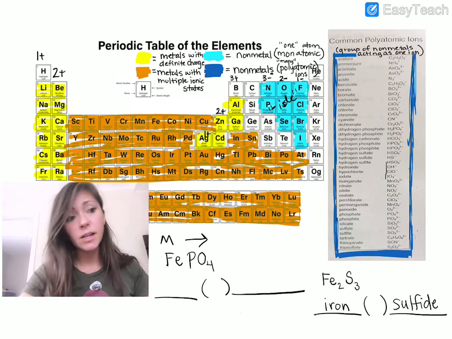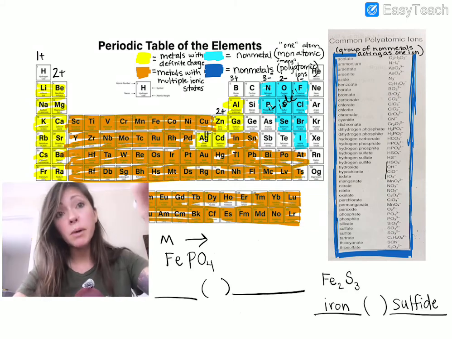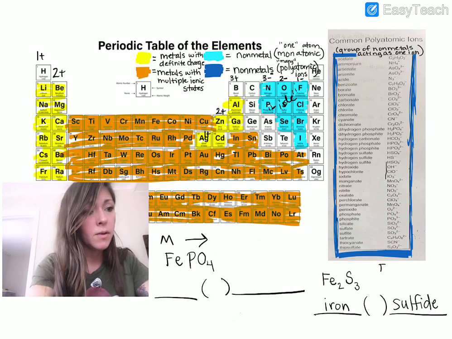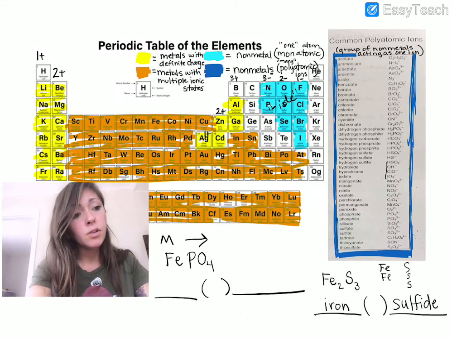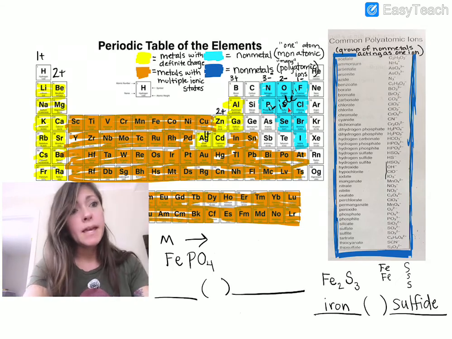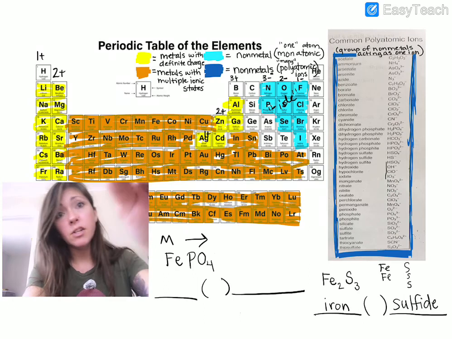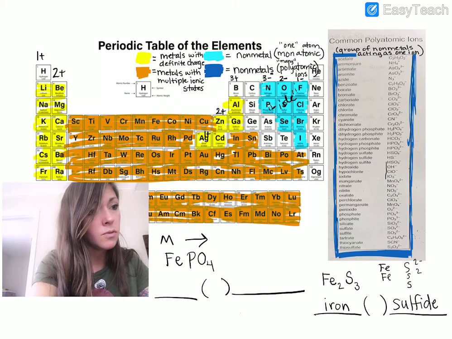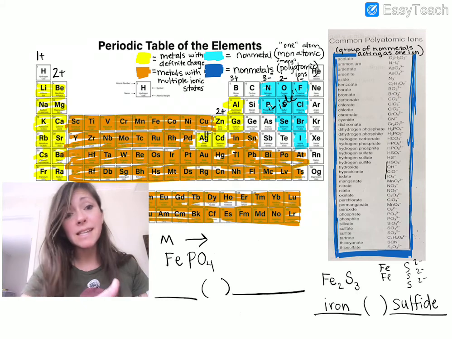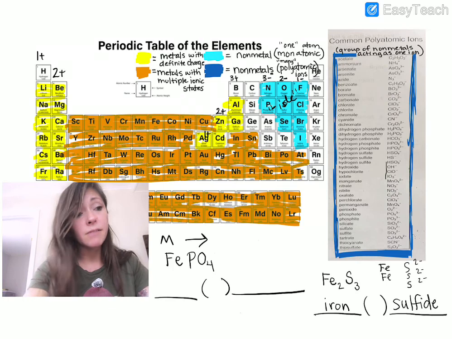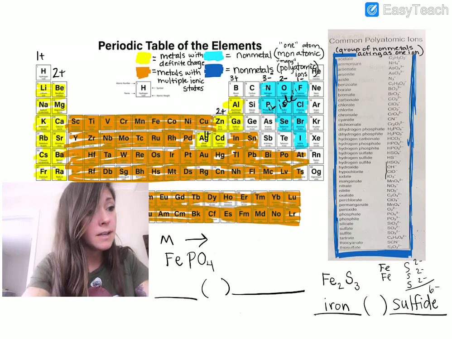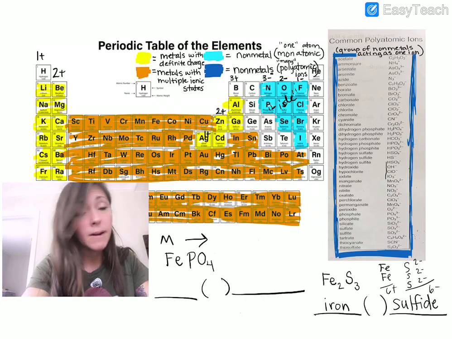Like I said in the last video lesson, the biggest mistake is people want to say iron 2. They see the 2 after it and think it's 2. No, it's supposed to be a charge, so you have to take this formula and go, okay, this formula says there's 2 iron ions and 3 sulfur ions. We do not know the charge on the iron ions, but we do know the charge on sulfur. Sulfur is one of our nonmetals and has a definite charge of 2 negative. So 2 negative, 2 negative, 2 negative, that's 6 negative charges total. That means I have to have 6 total positive charges.